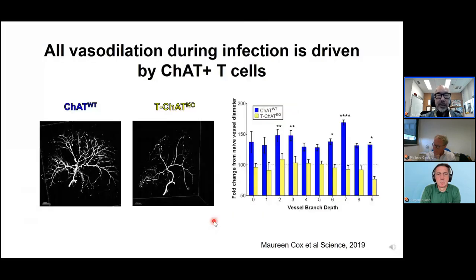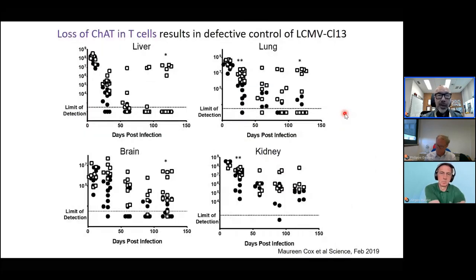What other mechanisms? There are many different mechanisms I cannot get involved in, but one of which is actually the dilation of the blood vessels. As you can see, without acetylcholine transferase, the dilation of blood vessels is much more limited than if you have acetylcholine transferase. And not only can you find this in one organ, but in every organ in your body, that these viruses outside are not cleared because the T cells cannot manage to escape from the blood vessels that they are trapped in.